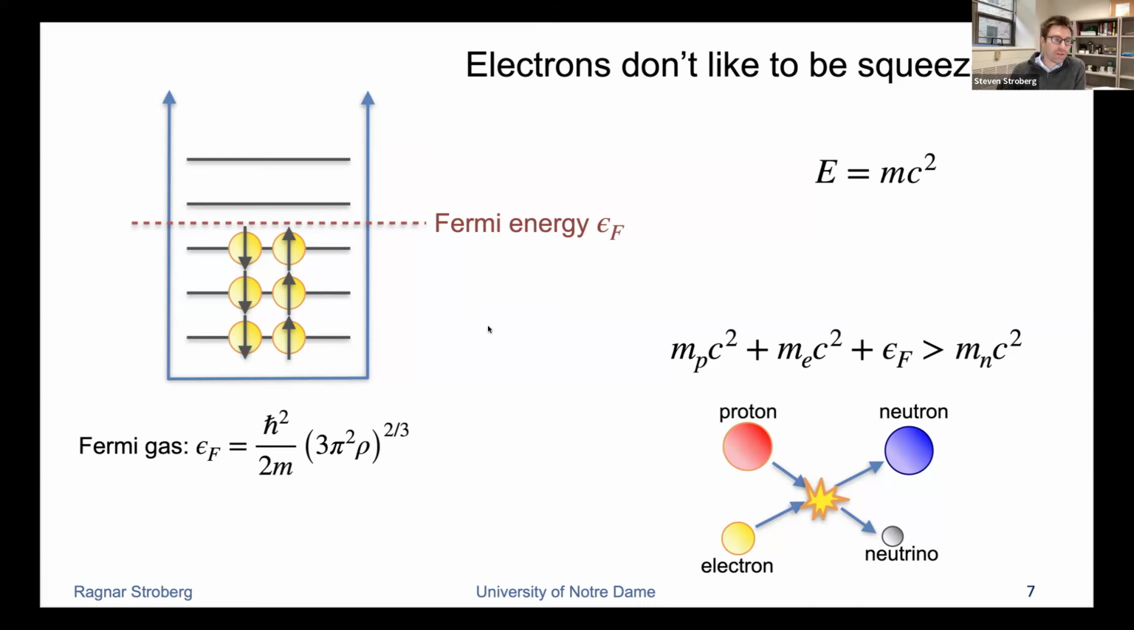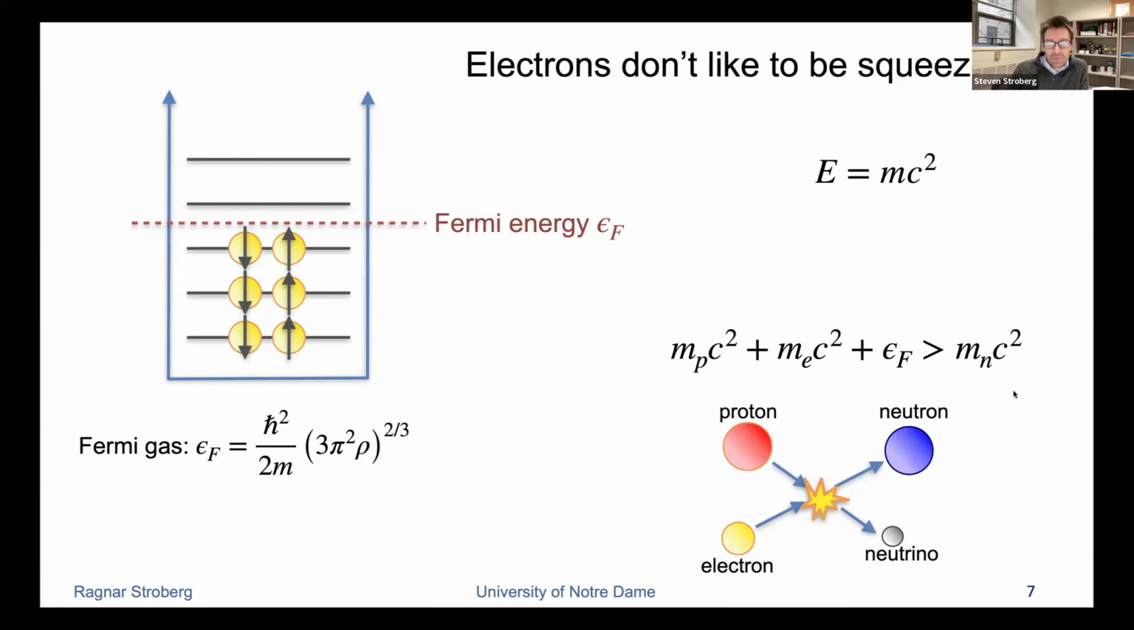And that Fermi energy, the Fermi level, depends on the density of particles there. In a simple non-interacting Fermi gas, so that's just fermions in a box, the Fermi level goes like density to the 2/3 power. So as you increase the density, the energy of the last particle that you added, in this case the last electron, keeps on increasing as density to the 2/3 power. And because energy is mass, at some point, the mass of the proton and the mass of the electron plus this Fermi energy from squeezing will get larger than the mass of the neutron.